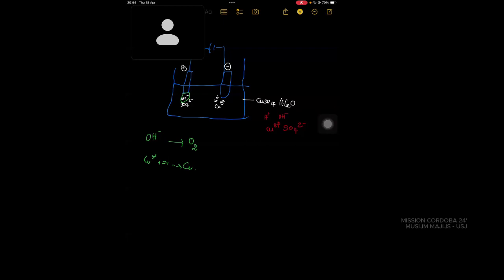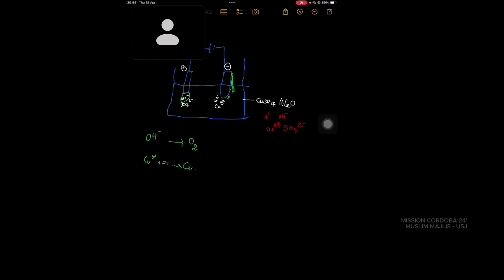Now, what are the changes you can see in this system? One thing is copper will get deposited on this negative electrode. Like this, copper will nicely get deposited. What can you tell about the color of the solution? What was the initial color of CuSO4? Blue. Now what will happen? It will become colorless.